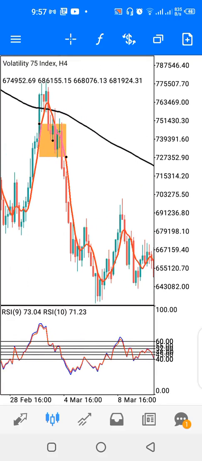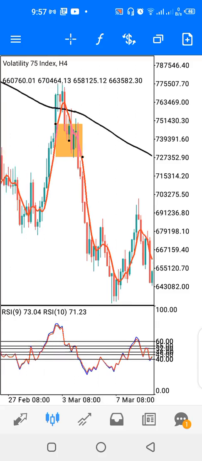This is the 4-hour time frame. So the way it applies to the daily time frame is the way it applies to weekly, monthly. It's a simple and effective strategy. You like it.